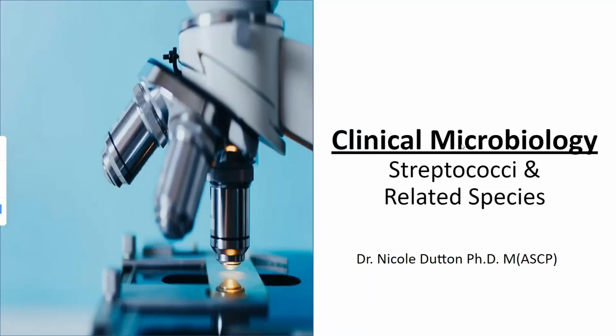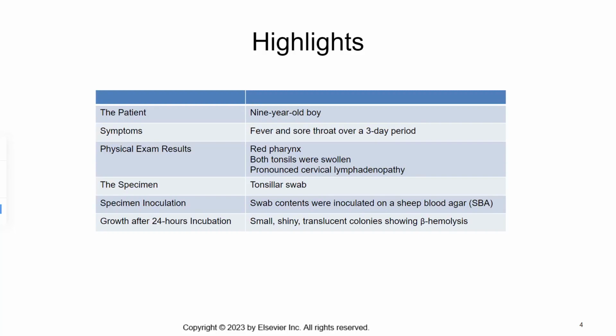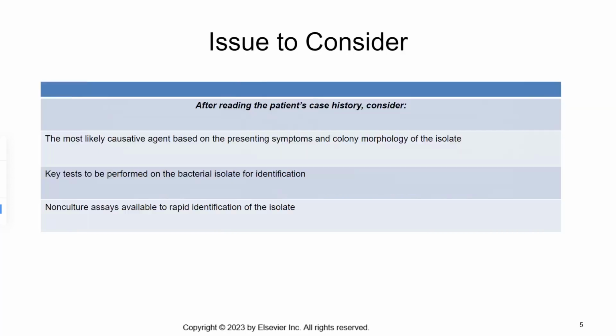Streptococci and related species. So just thinking about a patient scenario. The patient's a 9-year-old boy, fever and sore throat over a 3-day period, red pharynx, both tonsils were swollen, pronounced cervical lymphadenopathy, tonsillar swab contents were inoculated on sheep blood agar, small, shiny, translucent colonies showing beta hemolysis.